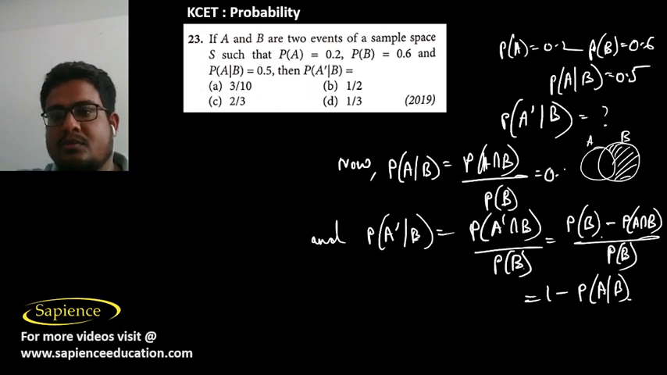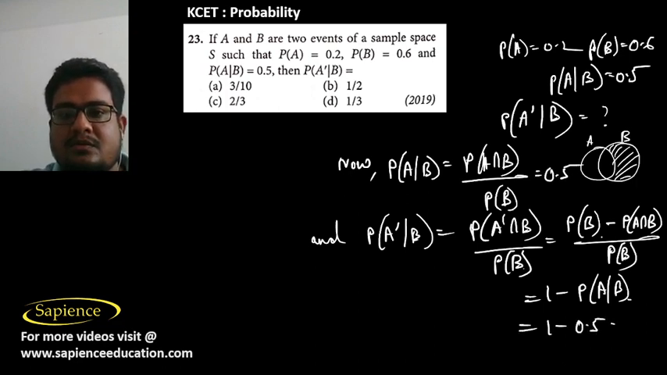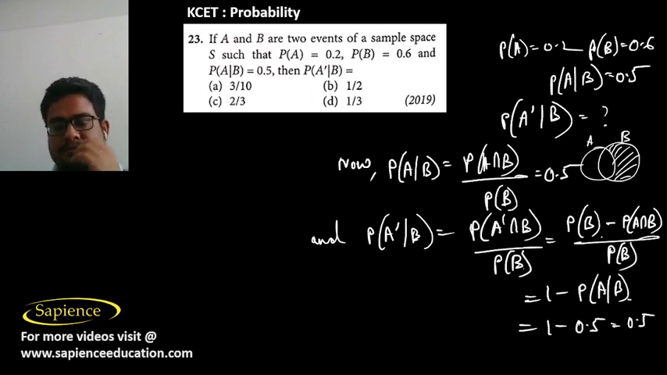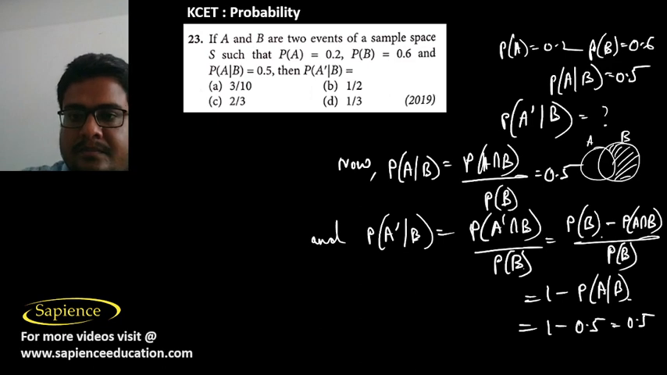So that will be equal to 1 minus P of A given B. This is given as 0.5. This will be equal to 1 minus 0.5, that is 0.5 only, which is half. So option B is the correct one.